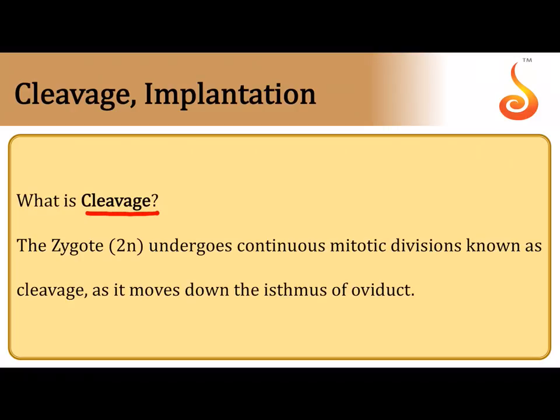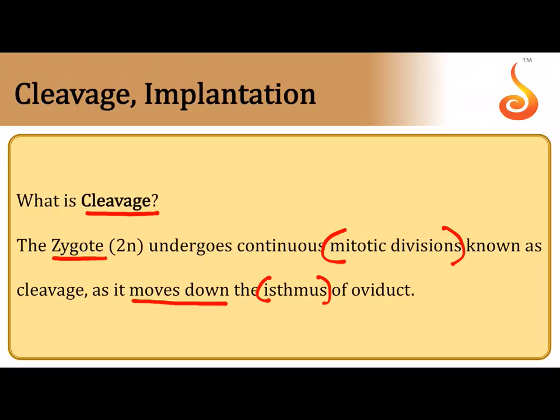The next step is called cleavage. The zygote is now sitting in the fallopian tube and it starts undergoing repeated mitotic divisions. By the time it starts moving through which part of the fallopian tube? Isthmus, the narrow portion. Remember, fertilization happened in the broader part, that is the ampulla.